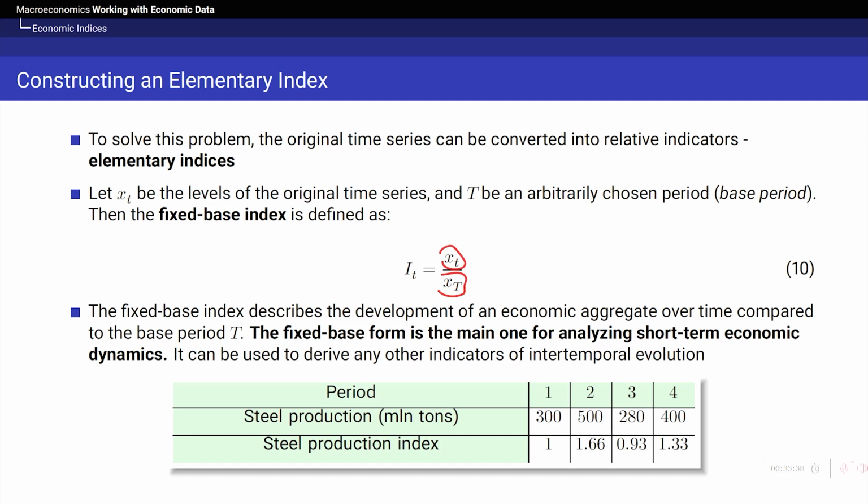Consider the example of steel production volumes over 4 periods. Suppose we choose the first period as the base of comparison. To create an elementary index, we need to divide each value of the time series by the value in the first period. So 300 by 300 is equal to 1, 500 by 300 is equal to 1.66, etc. The resulting time series is obviously unit-free, so it doesn't have any kind of scale. And this is our elementary fixed base index of steel production.